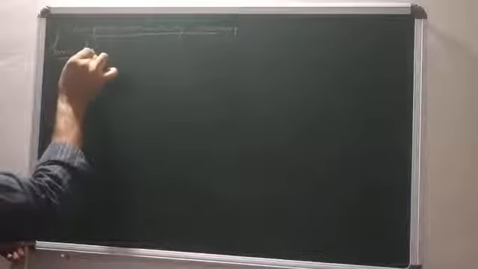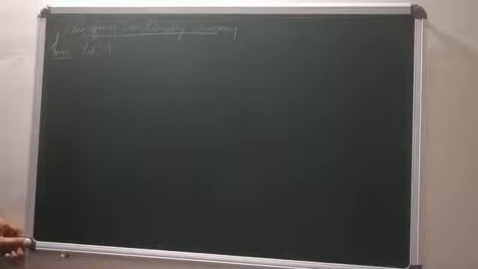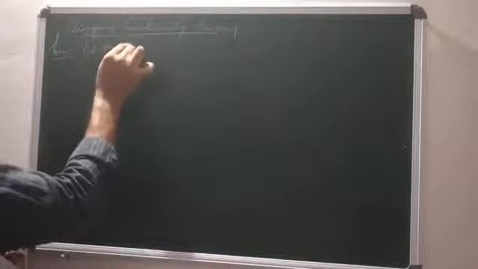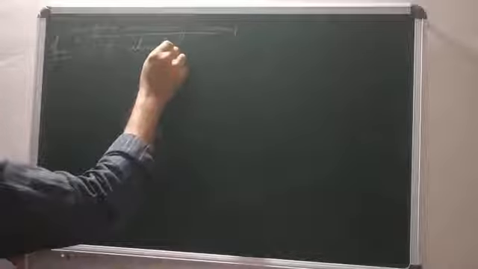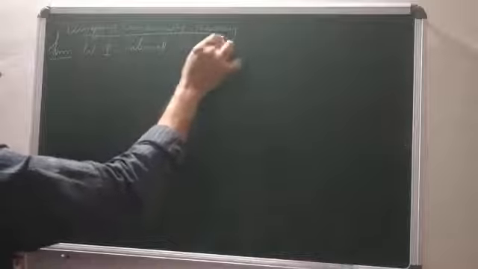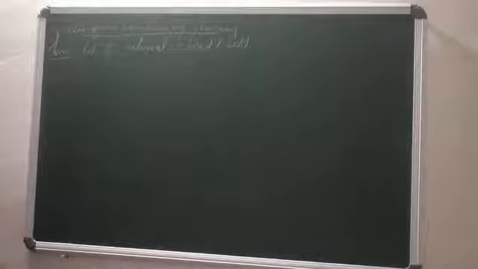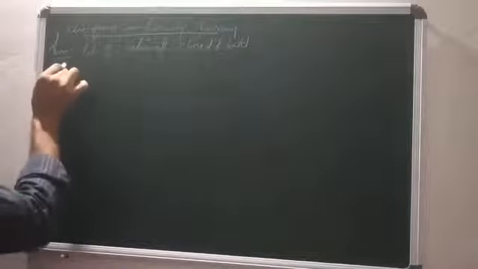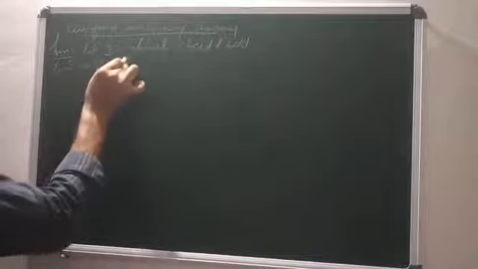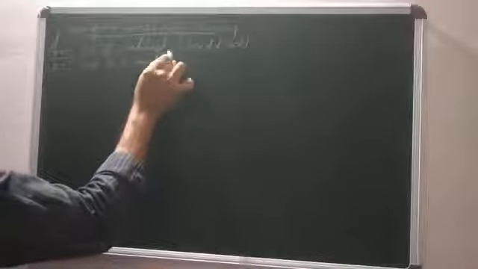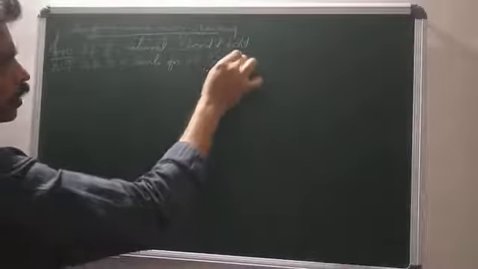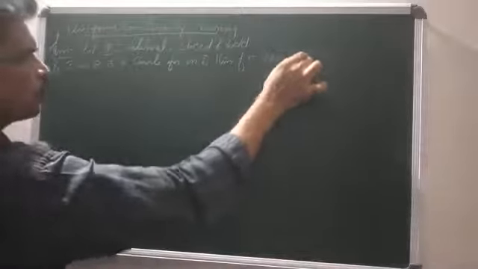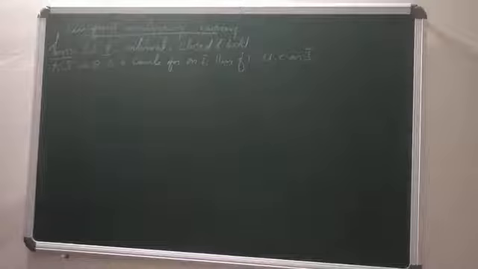Let A be a subset of R. Let I be an interval, which is closed and bounded. Let f from I to R be a continuous function on I. Then f is uniformly continuous on I. This is the uniform continuity theorem.